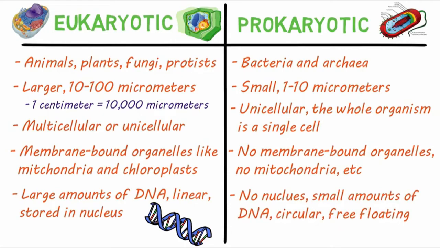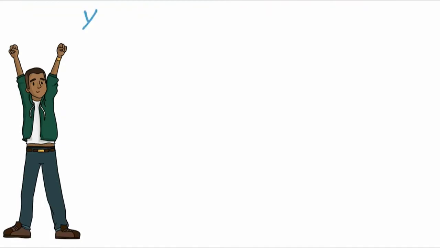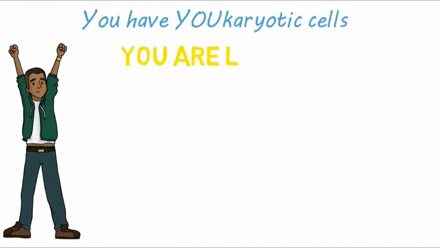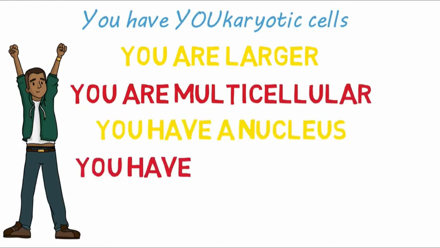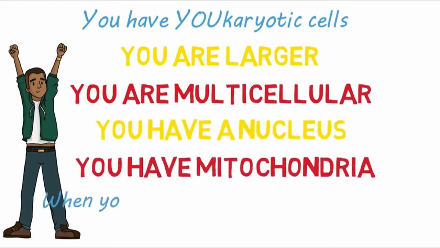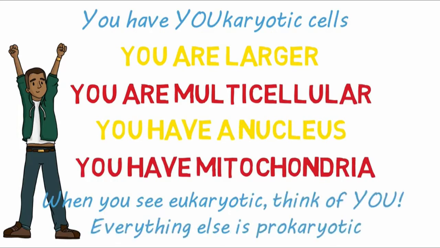So now you know the differences, but how are you going to remember them? Just remember that you are eukaryotic. You have eukaryotic cells. You are larger, you are multicellular, you have a nucleus, and you have a mitochondria. So when you see eukaryotic, just think of you, and everything else is prokaryotic.